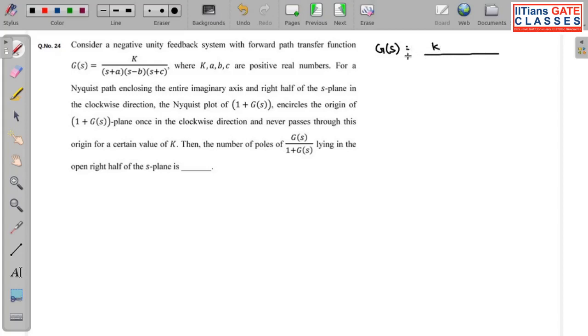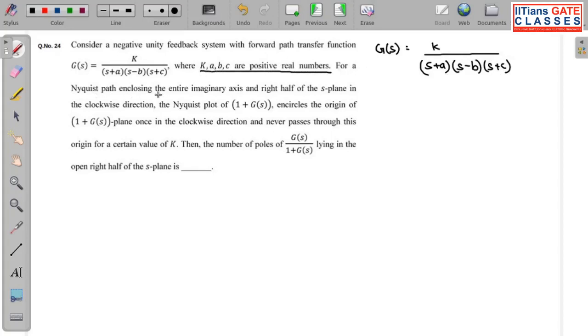K divided by (S plus A)(S minus B)(S plus C). They have given you this transfer function, where K, A, B, C are positive real numbers. They have also stated that K, A, B, C are positive real numbers.